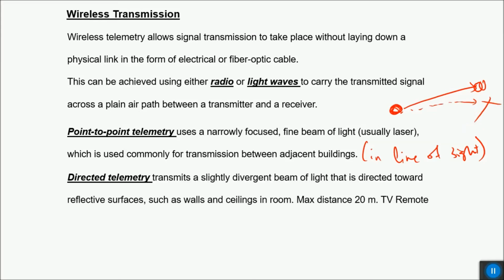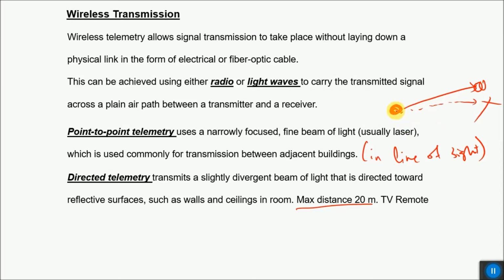In directed telemetry, though, the transmission is done in a slightly divergent beam of light, and that divergent beam is directed towards even the reflective surfaces such as walls, ceilings, etc. But the problem is that the maximum distance is 20 meters. In case of point-to-point telemetry, the distance can be thousands of kilometers.